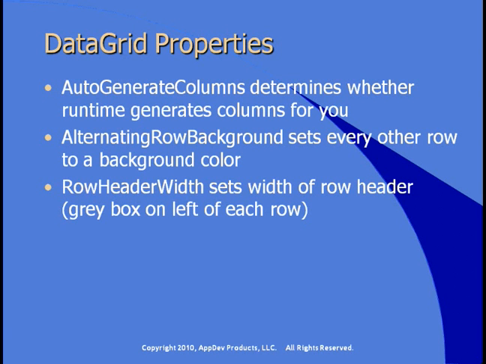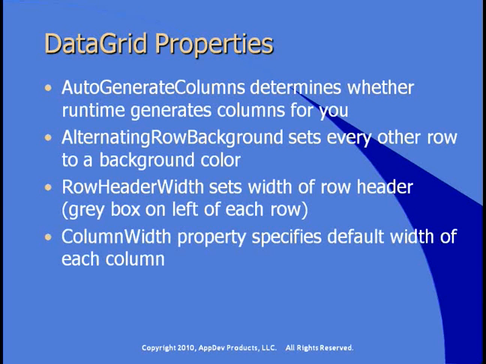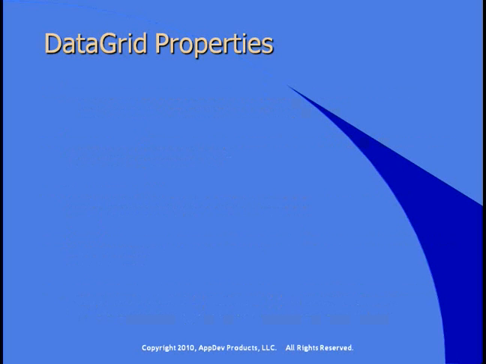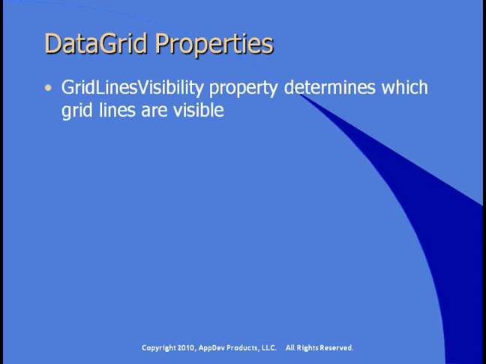You can control the width of the row header, and that's the box you click to select the row. Each column has a default width. If you want to increase or decrease it, then you can set the ColumnWidth property. And you can determine whether or not column and row headers are visible by using the HeadersVisibility property. You can control whether or not horizontal and vertical grid lines display by using the GridLinesVisibility property.